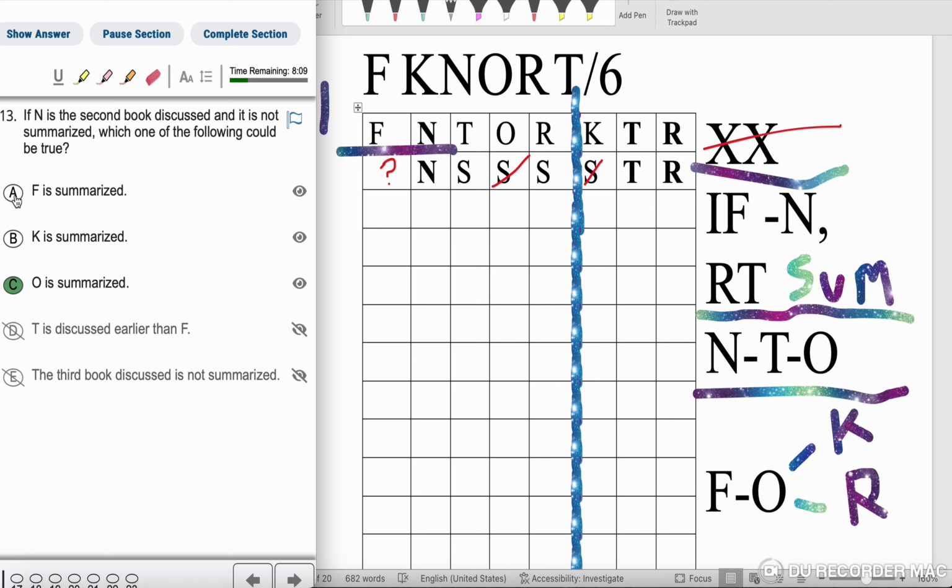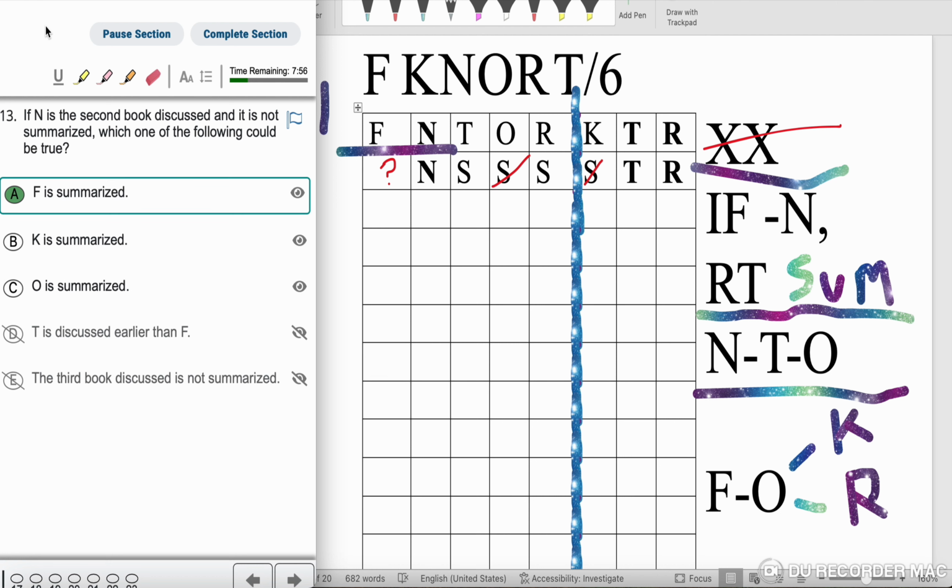For this answer, go ahead and choose F, because if you choose O, it's not going to be allowed to be summarized, and K is in the same position as well. The only one that's going to be allowed to be free is F. Answer A, F is summarized.